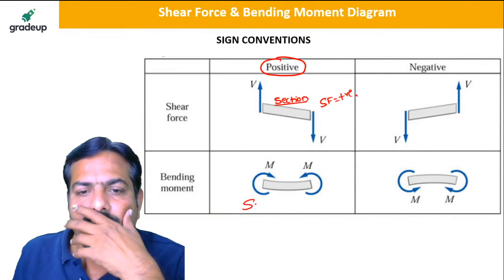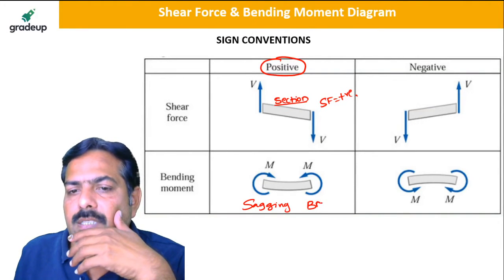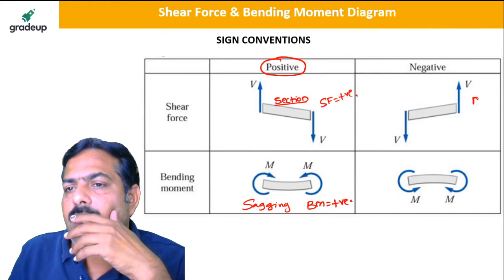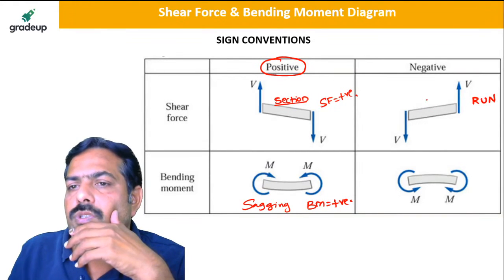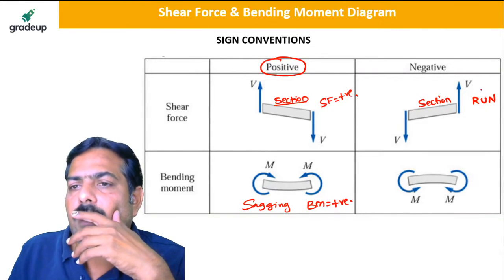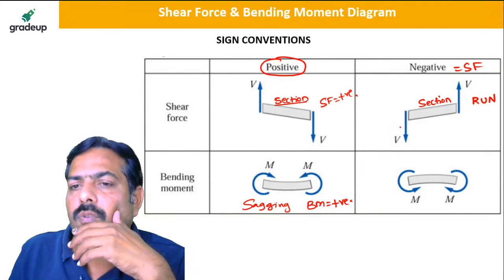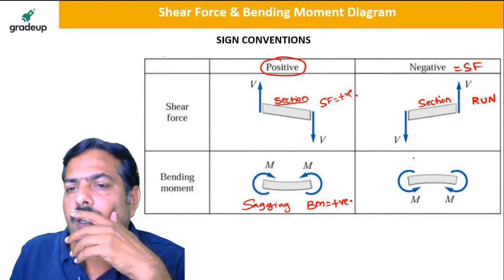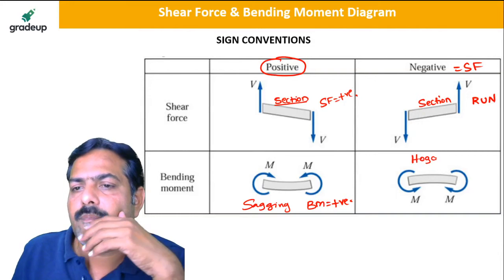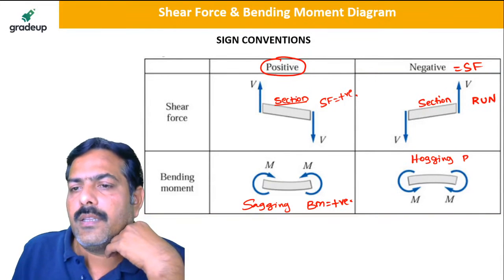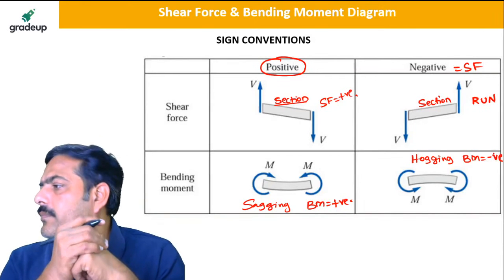If you get a sagging moment, the bending moment is positive. Now negative: right side upward is negative. So from a section, if you take the right side upward, you get the shear force as negative, and left side downward is negative shear force. And for a hogging moment, the bending moment is negative. Is it clear?